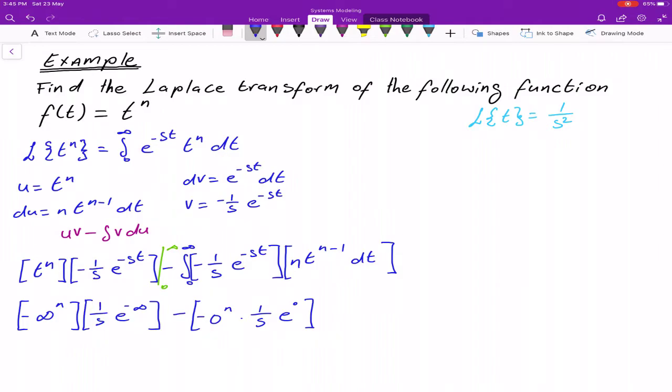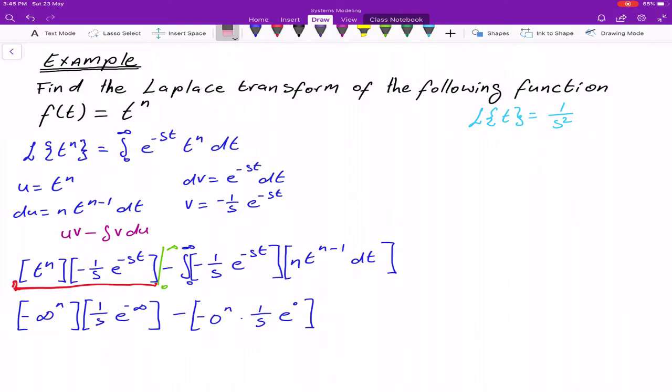Let me look at this part first, the part that we are evaluating. Now, for the infinity part, one will be thinking, okay, infinity times 1 over s e to the minus infinity. Infinity is a big number. Isn't that going to be infinity? And the answer is no.